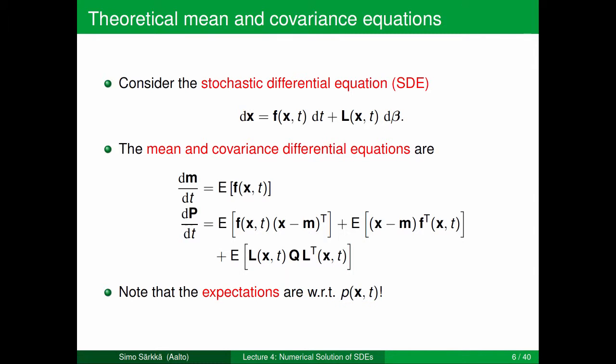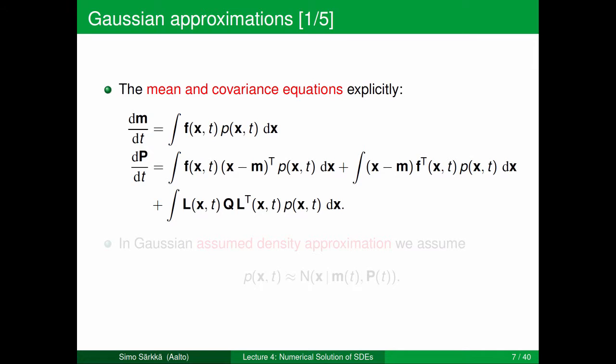We need to recall that this distribution is the solution to the Fokker-Planck-Kolmogorov equation, so it means that we cannot really solve these equations without solving the Fokker-Planck-Kolmogorov equation first. We can now write down the mean and covariance equations explicitly, which say that the time derivative of mean is equal to the integral of f of x and t times p of x and t over x, and the covariance consists of three integrals, where we are integrating over the p of x and t.